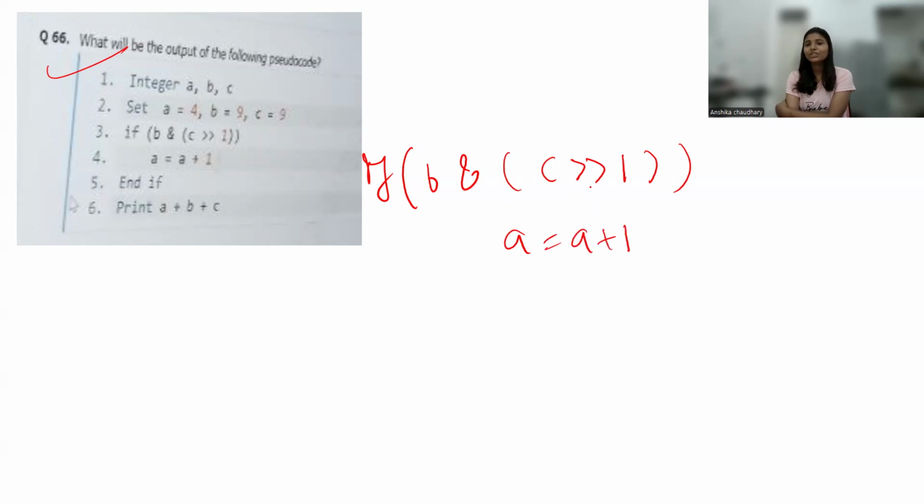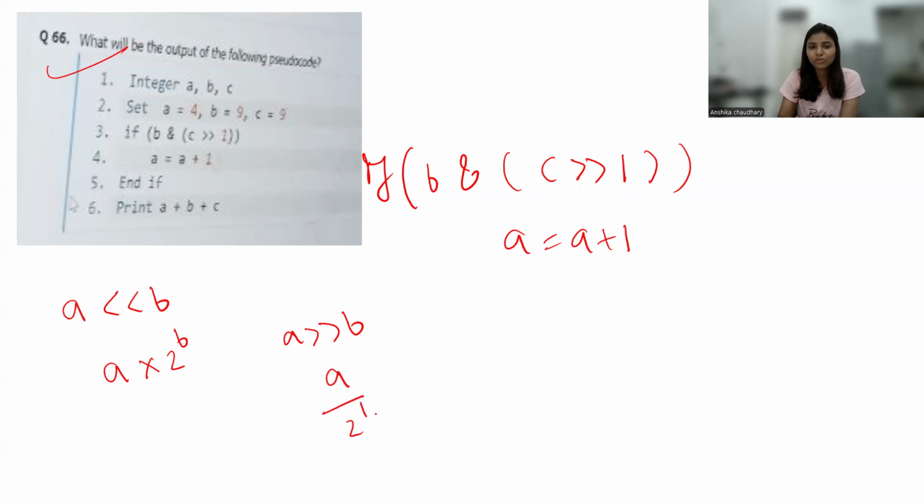So see, again there is a shortcut trick for C right shift 1. If you need to take A left shift B, taking A and B as the operands, the answer will be A into 2 raised to the power B. And if you have to take A right shift B, the answer will be A upon 2 raised to the power B. This is the shortcut trick. If you use the long method, you will waste 2 to 3 minutes. But with this shortcut trick, it will be super easy and super fast for you.